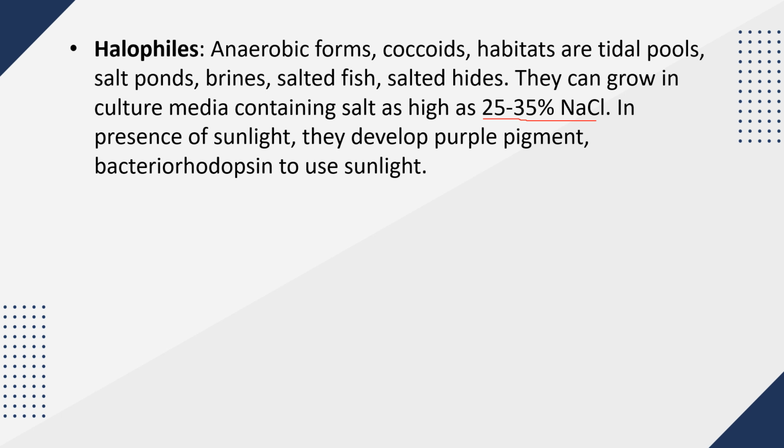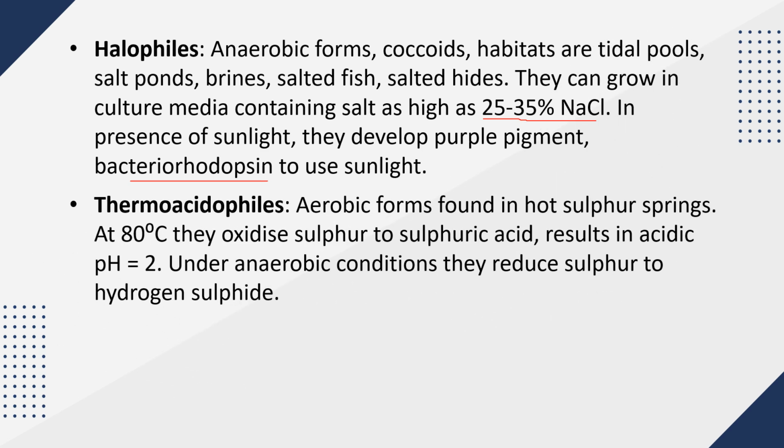In the presence of sunlight, a purple pigment develops in their body, which is bacteriorhodopsin, to capture the sunlight. The second category of Archaebacteria is thermoacidophiles, which are aerobic forms of bacteria found in hot sulfur springs. When the temperature is around 80, they can oxidize sulfur into sulfuric acid, which results in acidity of the environment and the pH falls to 2. If conditions are anaerobic, they are not going to oxidize sulfur; instead, they will reduce sulfur to hydrogen sulfide.